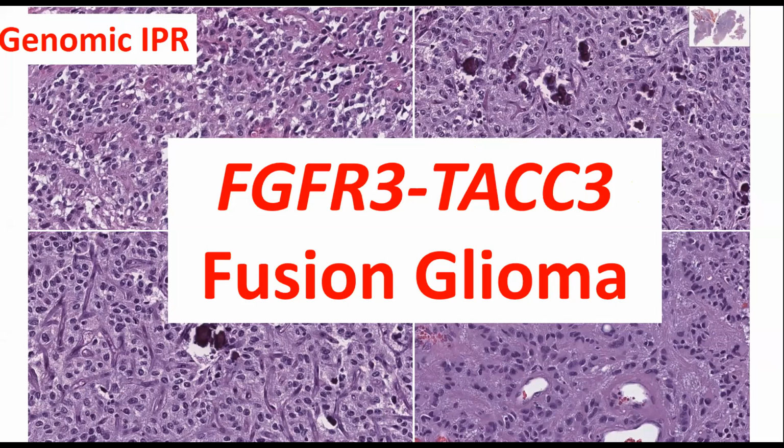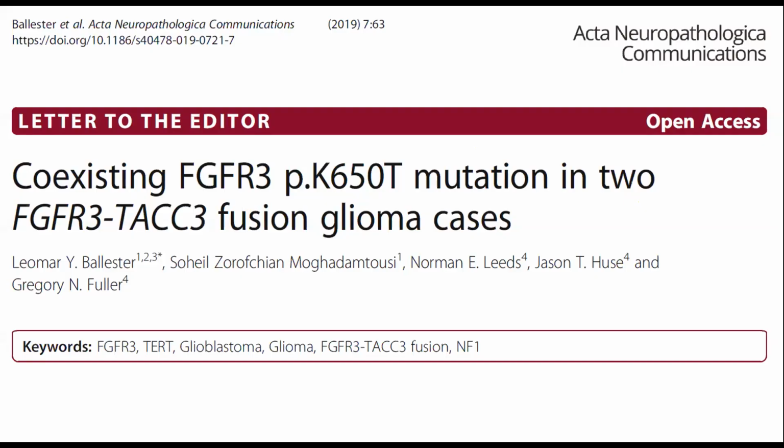The bottom line is these features, the oligo-like look, together with the perivascular pseudo-rosettes and nuclear palisades, are highly characteristic. Not present in 100% of cases, but highly characteristic of an FGFR TACC fusion glioma, which is very important to diagnosis, which we'll go into in just a second. All right, this is the key paper. Oh yes, this is the key paper that makes that point mutation so critical.